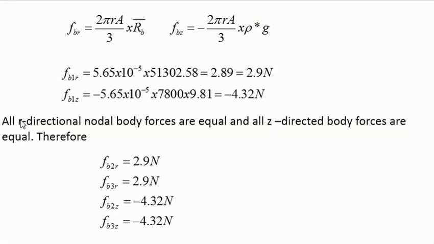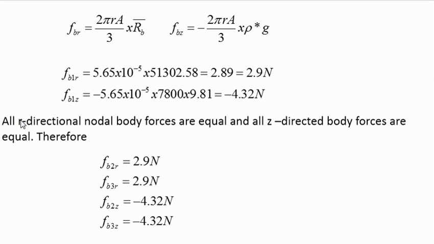So the FB equation we need to find out in two coordinates, one with the radius and second one with the z-axis. So the equations are given as above. So FB with respect to radius is 2 pi r a by 3 into Rb, and FB in z direction is given as minus 2 pi r a by 3 into rho into g. So when you substitute the value of FB with respect to radius for the first node, the answer is 2.9, and for the z direction first node, the answer is minus 4.32.